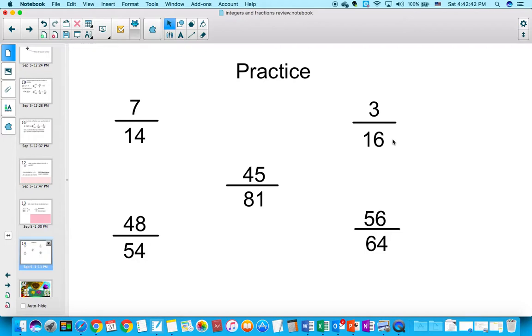For example, 3 and 16. What number divides into 3? What number divides into 16? What numbers, I guess. And which one is the highest they have in common? Then solve for that.